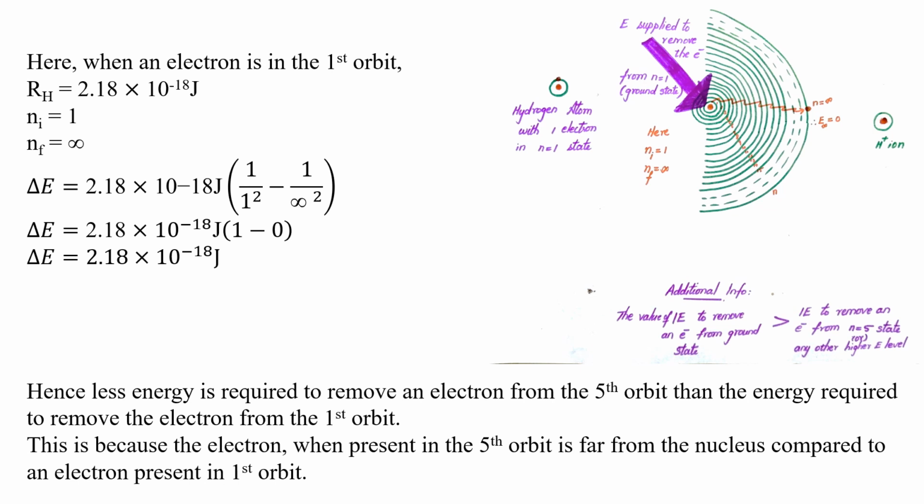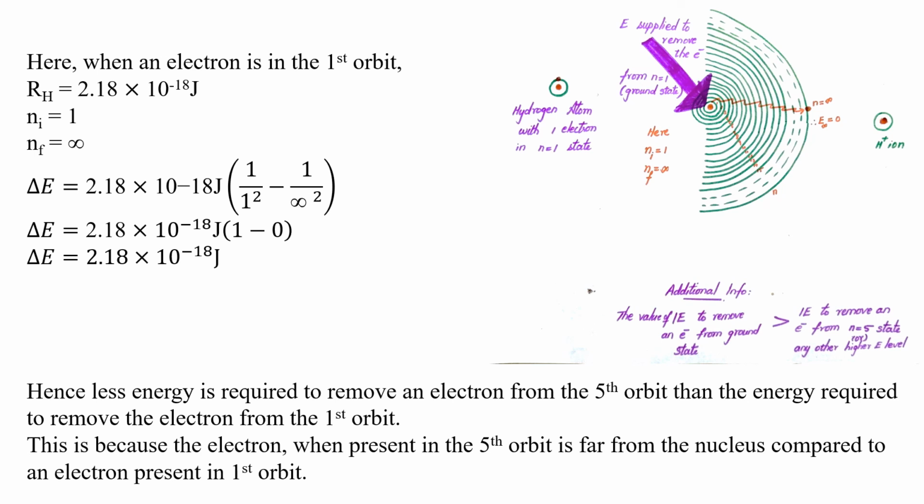Now if you substitute these values in the equation for delta E, you get 2.18 into 10 power minus 18 joules. And this much amount of energy will be supplied by you if you want to transfer an electron from the first orbit to infinite distance, if you want to transport this electron out of the hydrogen atom, in other words.